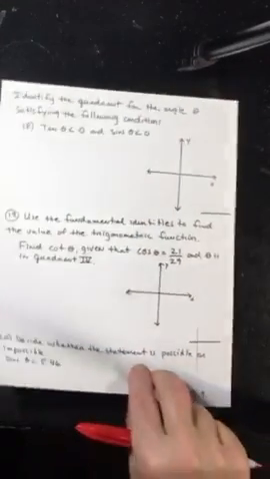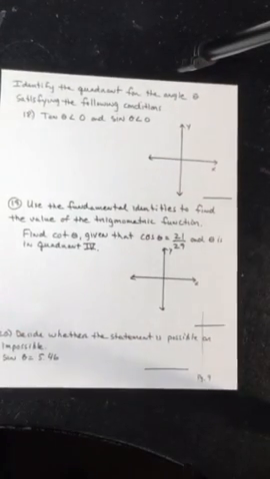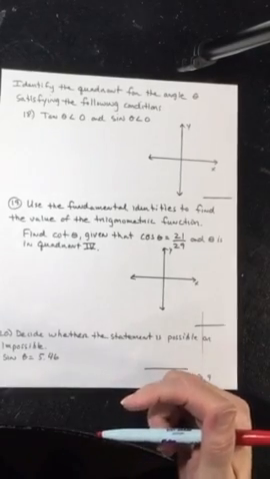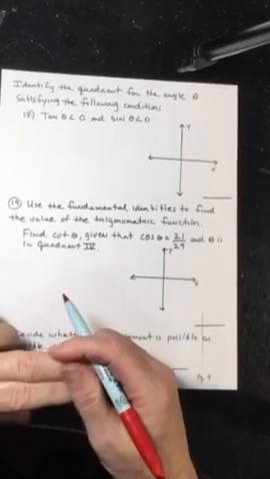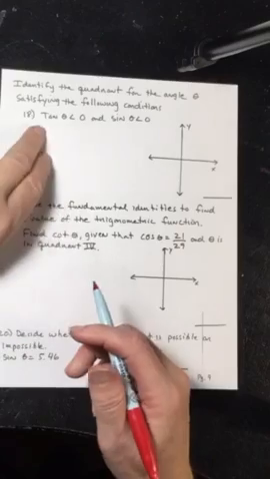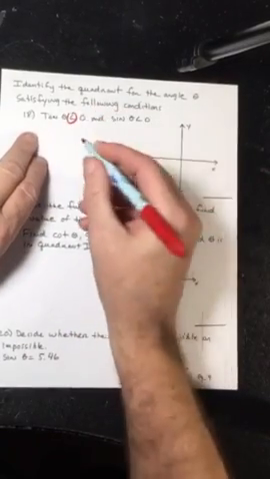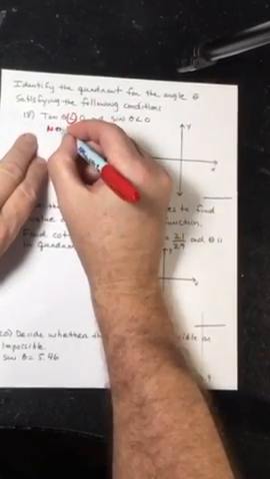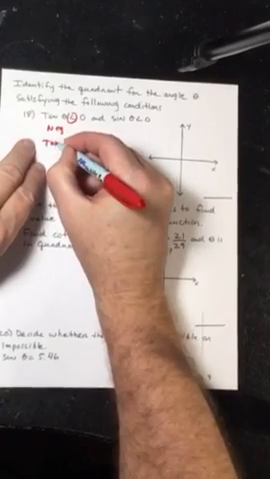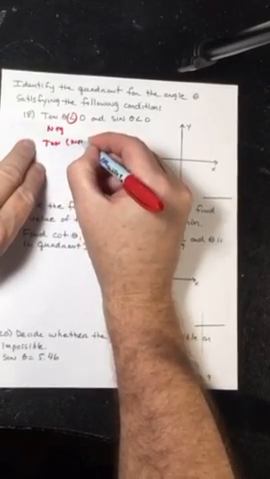Find my page here. So we're on number 18. Identify the quadrant for the angle theta that satisfies the following conditions: tangent theta is less than 0, sine theta is less than 0. Well, if you look at the sign here, less than 0 means it has to be negative. So I want to know what quadrant tangent is negative in.